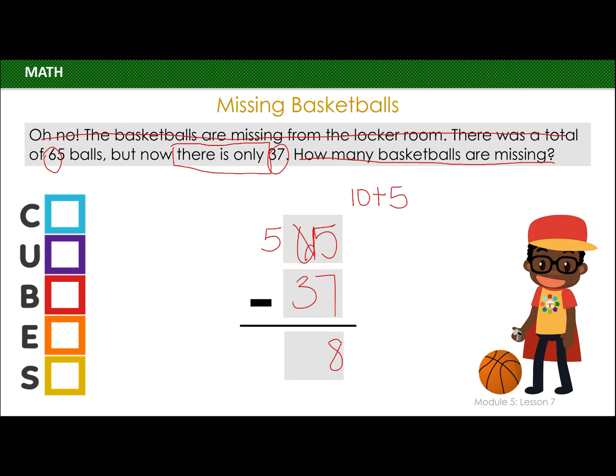I now look into my tens, and I do 5 minus 3, or 50 minus 30, and that gives me 2, or 20. So my answer is 28 balls. 28 balls are missing.